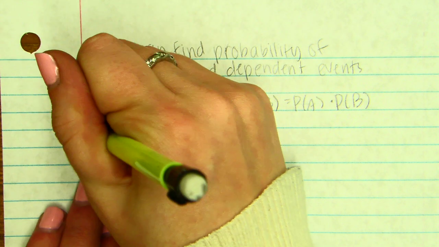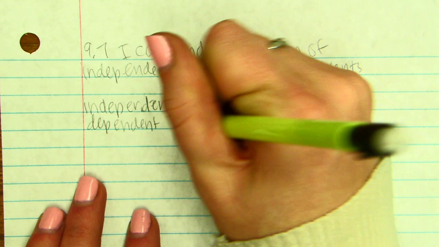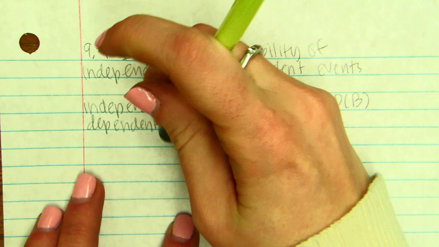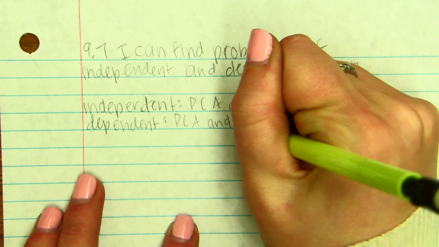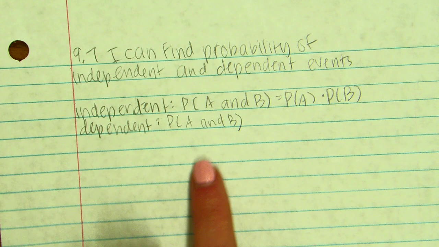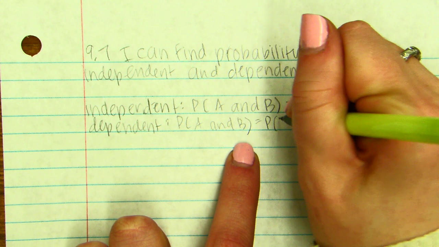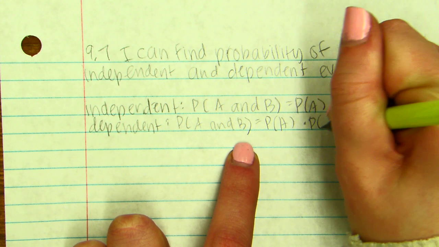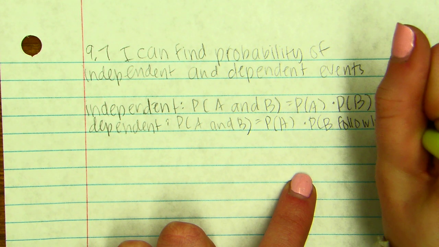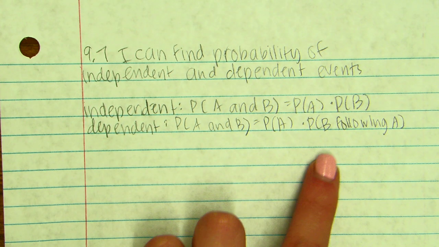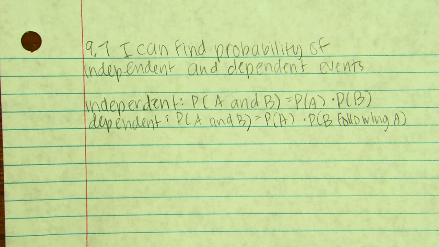If they're dependent events, then we say the probability of A and B happening, but remember this time what happens in B depends on what happened in A. We multiply the probability of A happening times the probability of B following A. So we still just multiply by the probability of B happening, but the probability of B happening is going to change depending on what happened in event A.